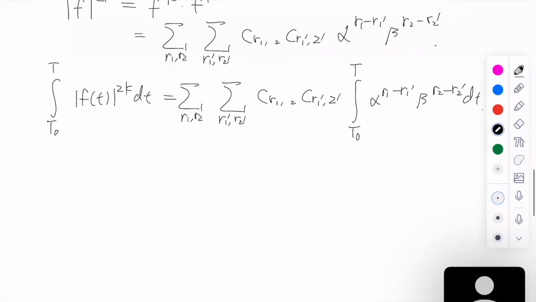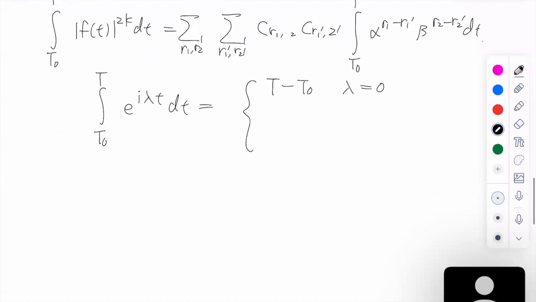So to study how this integral behaves, we can look at the formula that integrates from t0 to t, where e is raised to the power of, say, i times lambda times t. So we know that when lambda is 0, this integral is exactly equal to the length of the interval. But when lambda is not equal to 0, we can use the rule for the exponential function to obtain e to the i lambda t minus e to the i lambda t0, the whole thing divided by i times lambda. And this is the case when lambda is not equal to 0.